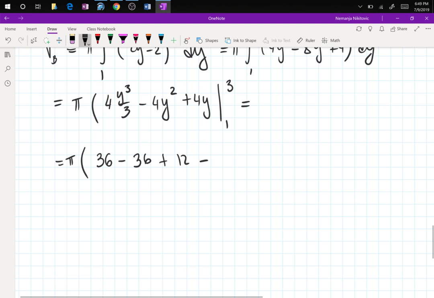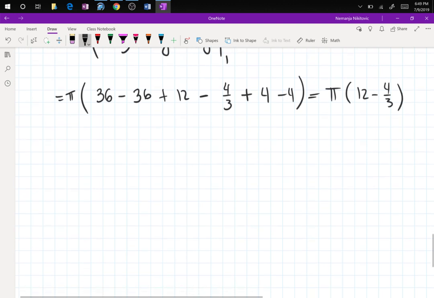Minus, we have to use 1 now. 1 cubed is 1, so that's 4/3. Minus and minus gives you plus 4. And then minus 4. So this is pi. The only thing that survives is 12 minus 4/3. Now 3/3 is going to take away 1 from 12, so that's going to make it 11. You still have 1/3, so 10 and 2/3 is the answer.